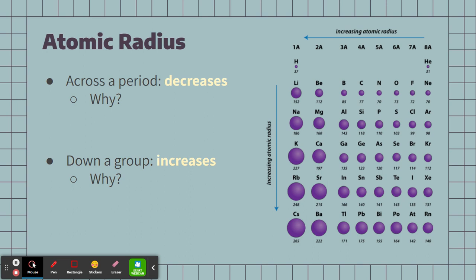Down a group, atomic radius increases. This is because as we add principal energy levels, remember, the period that an element is in is indicative of how many principal energy levels it has. Thus, as we go down a group, the number of occupied principal energy levels increases. Thus, the outermost electron will be farther from the nucleus as we go down a group. Thus, down a group, atomic radius increases.